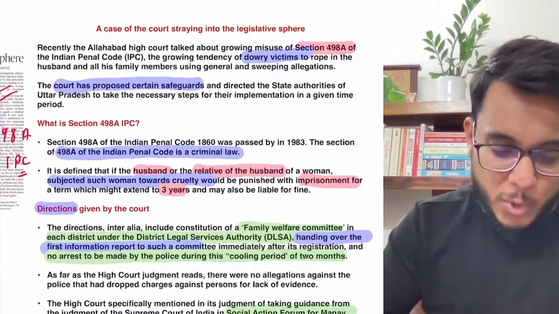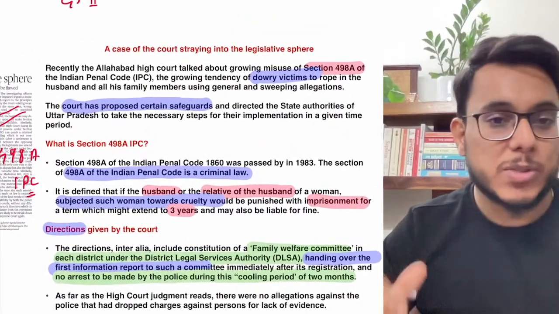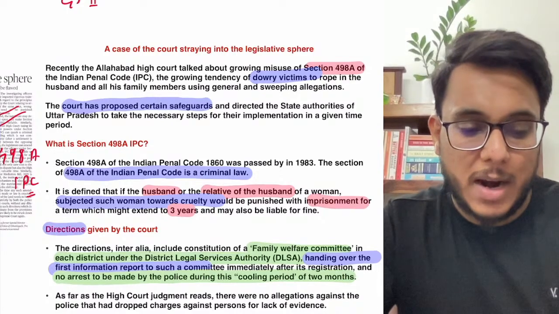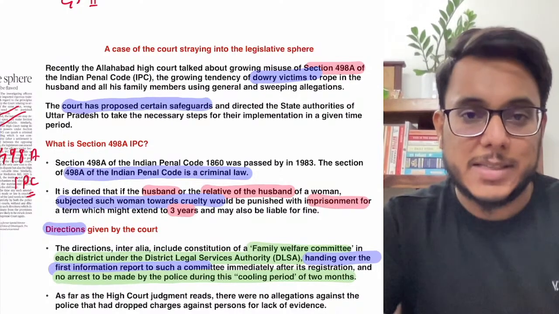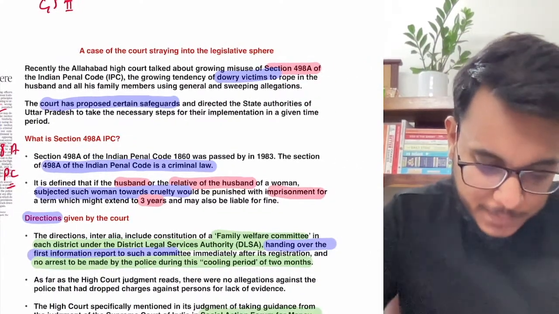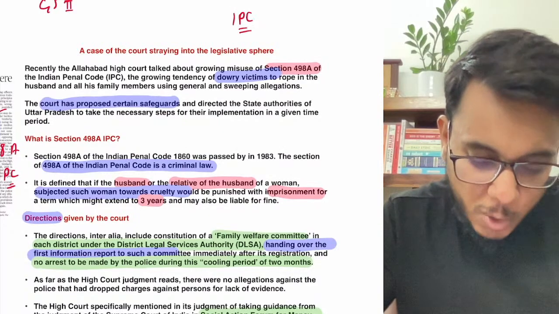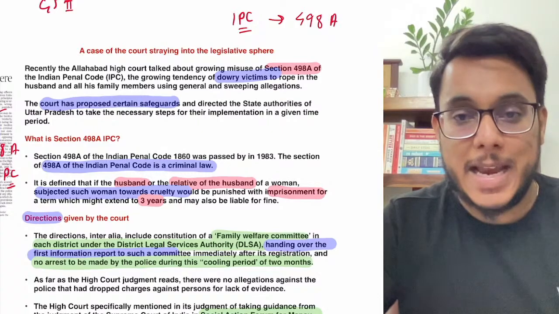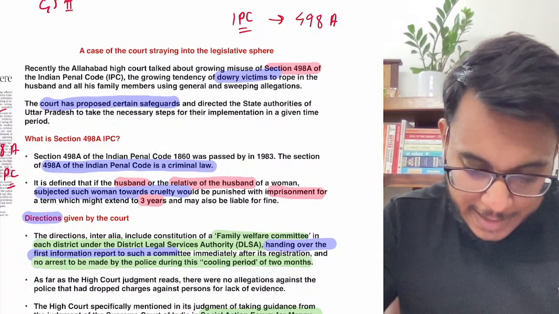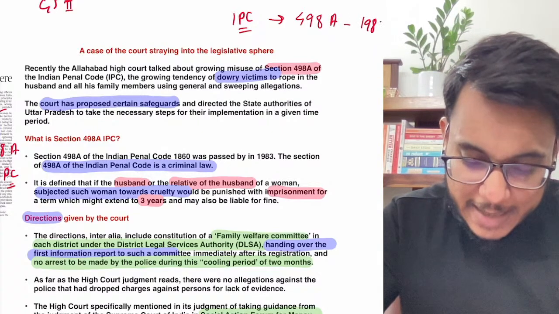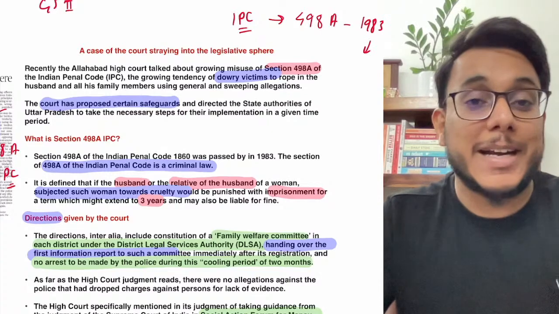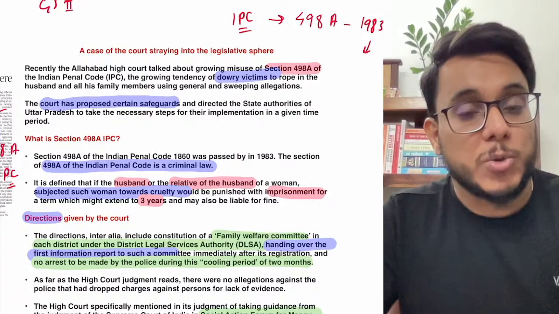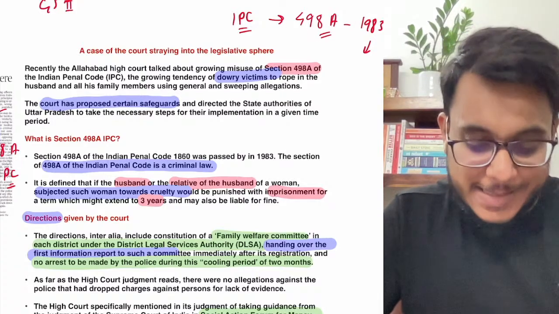Now before going into this particular article guys, I'll tell you some background which will be important for you to understand it. So the background goes like this: in India, in our IPC, Indian Penal Code, we have one section by the name of section 498A. Now this section 498A was added in 1983 to curb dowry. People used to ask for dowry. So in order to curb that, in order to deter that, section 498A was added.